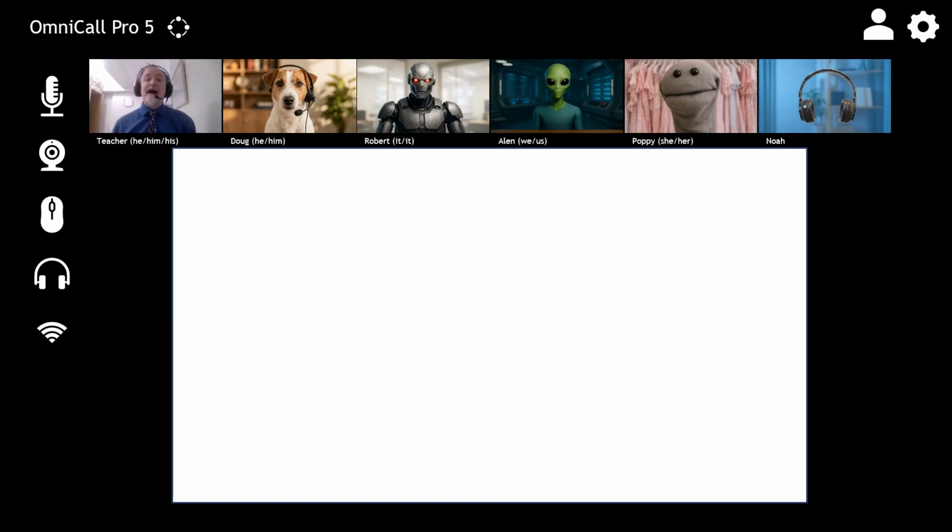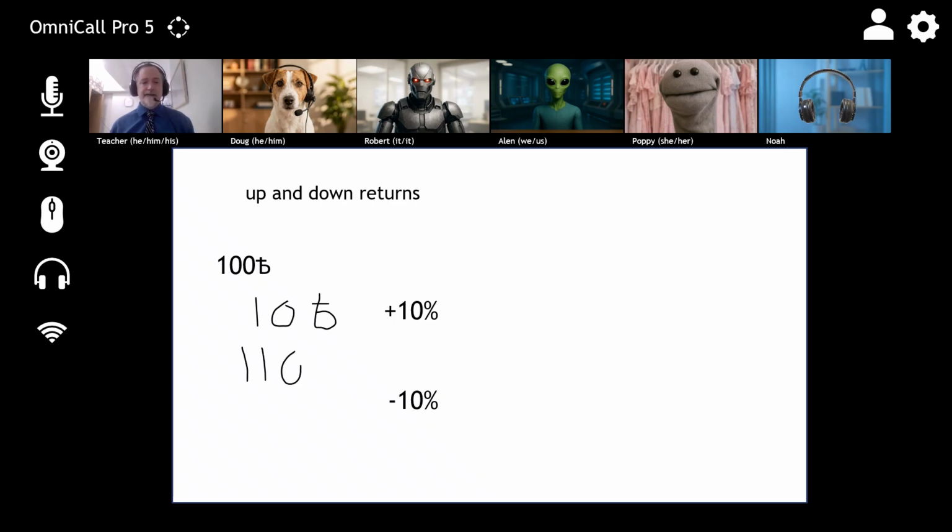Okay, now let's talk about the commutative property. On the board here, last week we studied up 10% and then down 10%. Let's walk through that again. 10% of 100 is $10. Add.